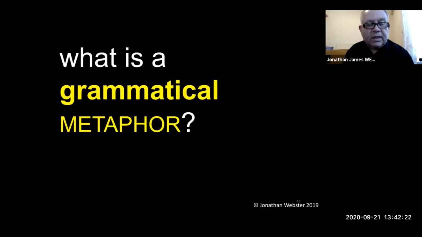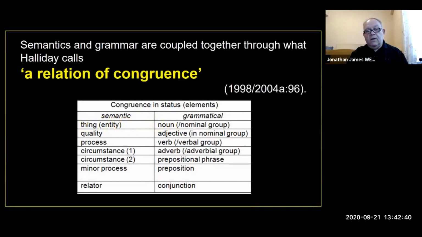Now that's metaphor as we usually understand it, right? Tim is a rock. He has the quality of rockness. All right. So Halliday talks about something else. He's saying that there is grammatical metaphor. So think about this. He says, when you talk normally, he calls it a relation of congruence. How do you represent things? Nouns. Qualities, adjectives. Processes are verbs, and so on.